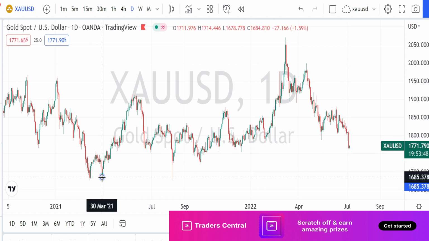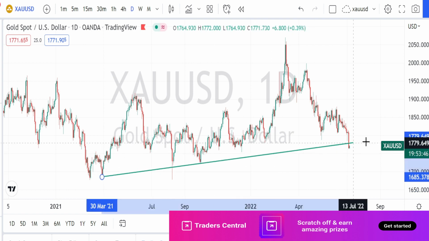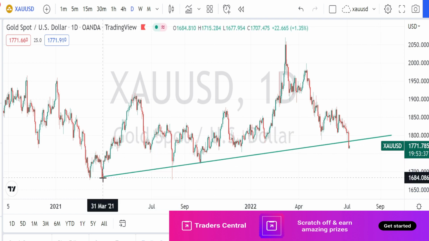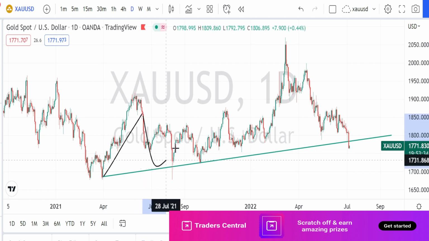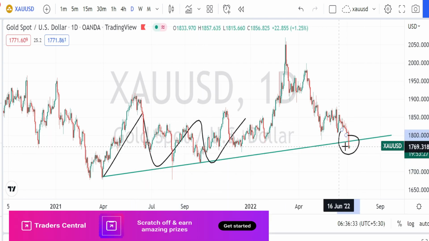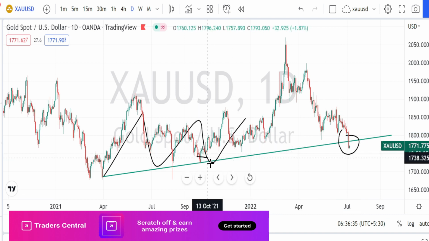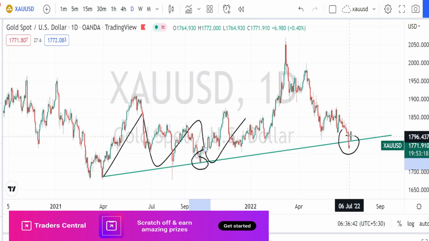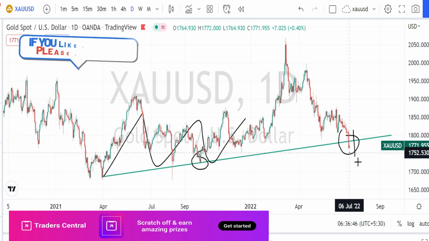Previously we had analyzed that from here it started its bullish rally, and price action was trading above this support line or the trend line, and over here we have noticed a price action to break the long-term support. So it is a clear sign that the trend is on the bearish side.